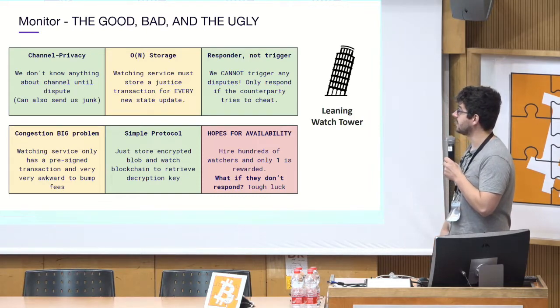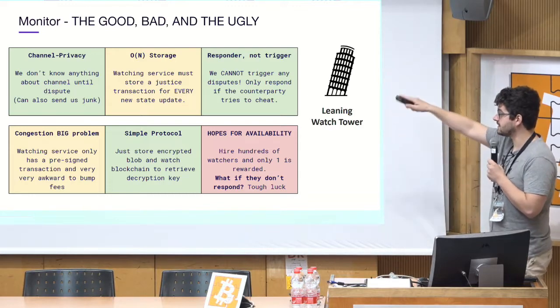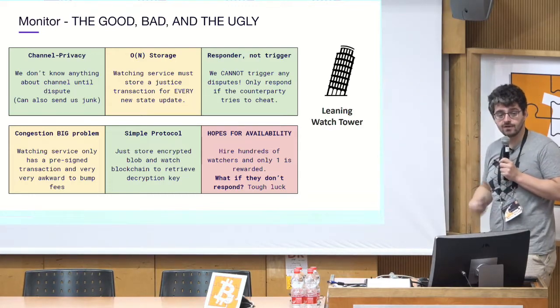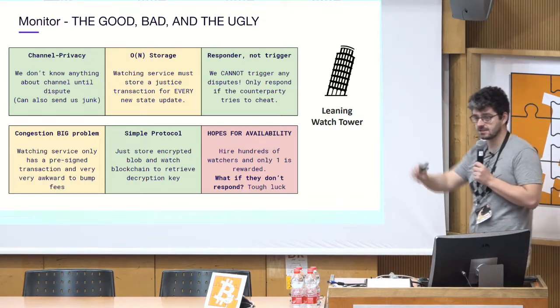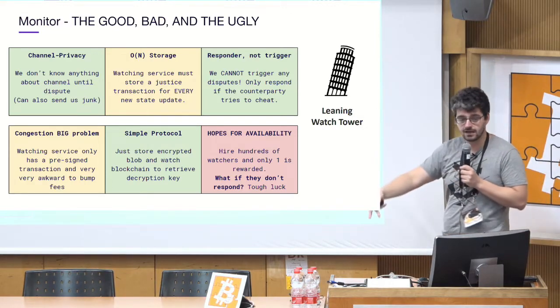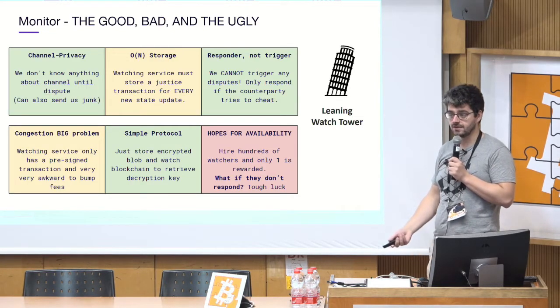Back in 2016, this was sort of the view of how a watching network would work. You'd hire multiple watchtowers, and they only get rewarded if they successfully resolve your dispute. So the justice transaction has a bounty. If you get it in, you get the bounty. And obviously that's not very great, because now you have this order n storage problem.